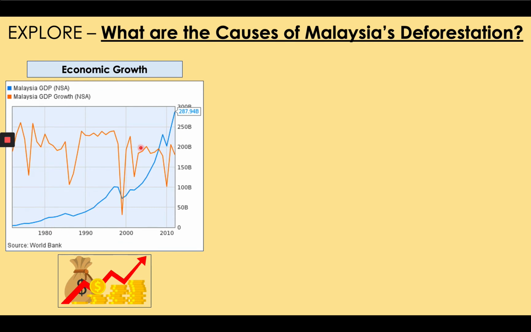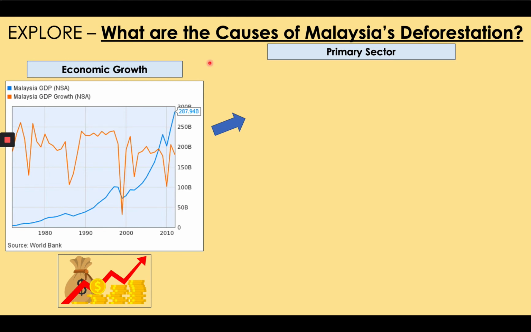This blue line shows Malaysia's GDP over the last 50 years. It has increased rapidly. The gross domestic product, the total amount of money that is being made in a country, has increased rapidly. In the year 2000, Malaysia had less than $100 billion in its GDP. Today, it's almost $300 billion. People are significantly richer.